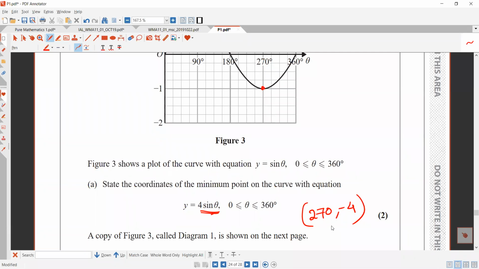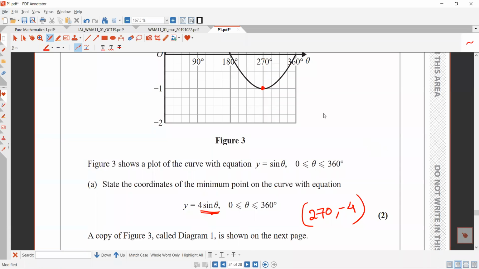Yes, yes. Mariam, Maria, Sujata, Salma, all understood? Can you guys explain why it is 270 comma minus 4? Sujata, are you there? Yes, sir. Maria, are you there? Yes, yes. Did you understand this? Yes. Okay. Now Nabil said he wants an explanation again.